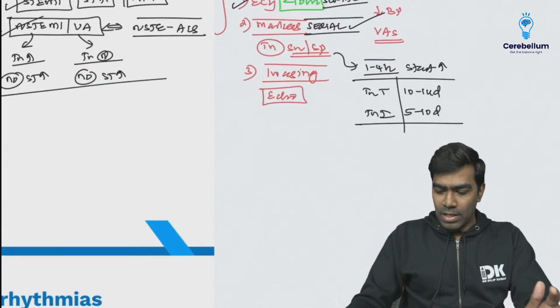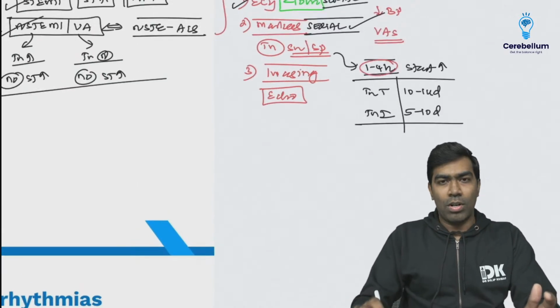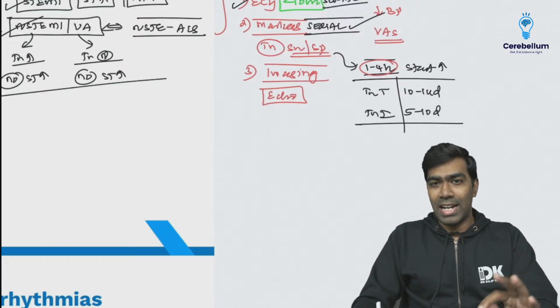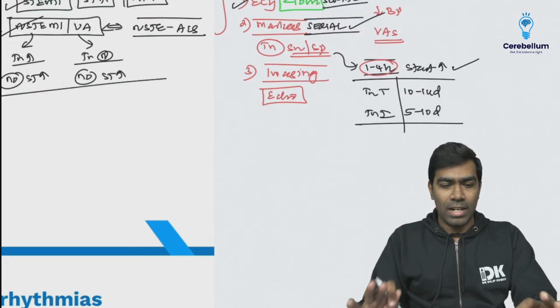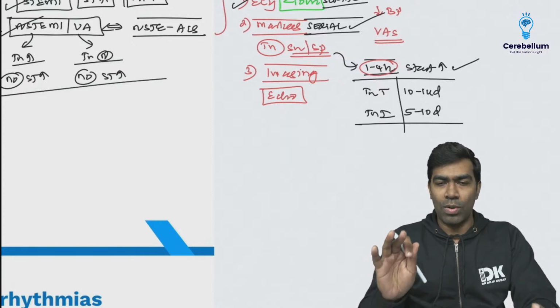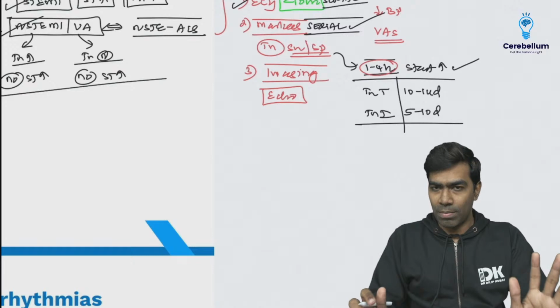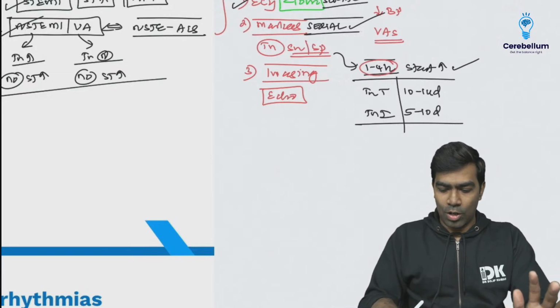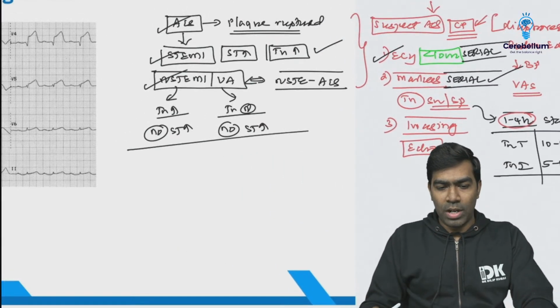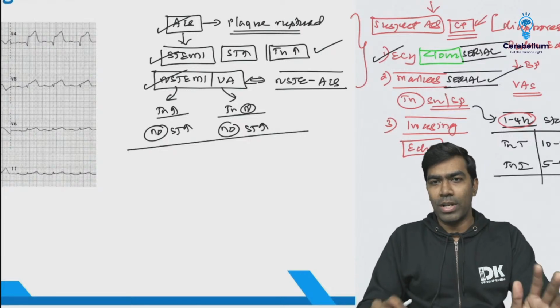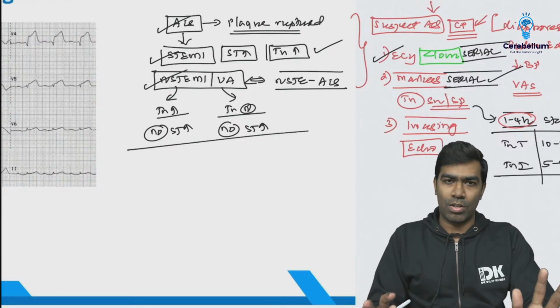So technically speaking, it might take 1 to 4 hours to start rising. That is the reason why you need a serial troponin. Just a single normal troponin does not rule out acute coronary syndrome, which is a very, very important point to understand. Okay, so now you know what are the important investigations that you are going to do in a patient with suspected acute coronary syndrome.